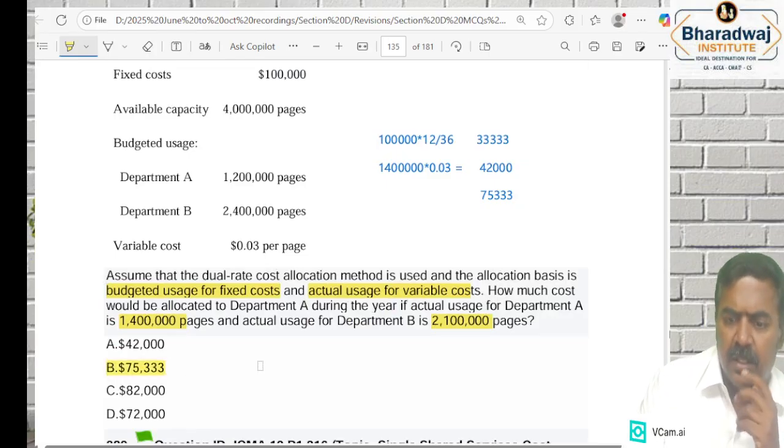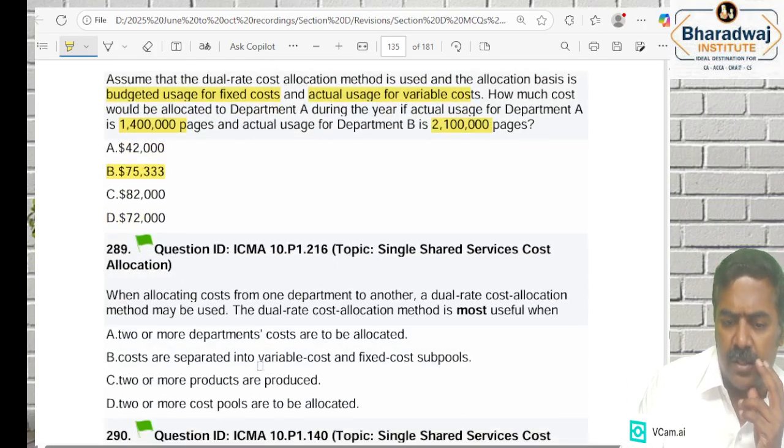Dual rate method. For fixed cost they use budgeted usage. For variable cost they take what? Actual usage.